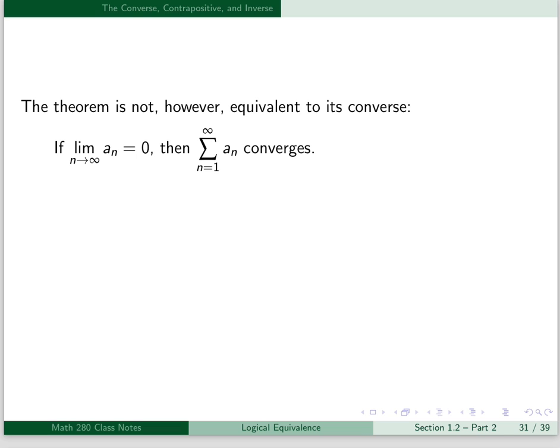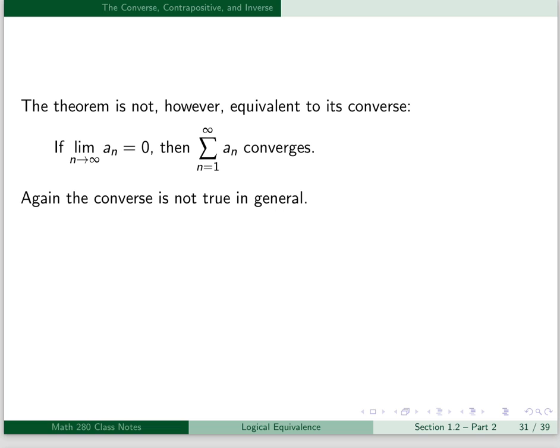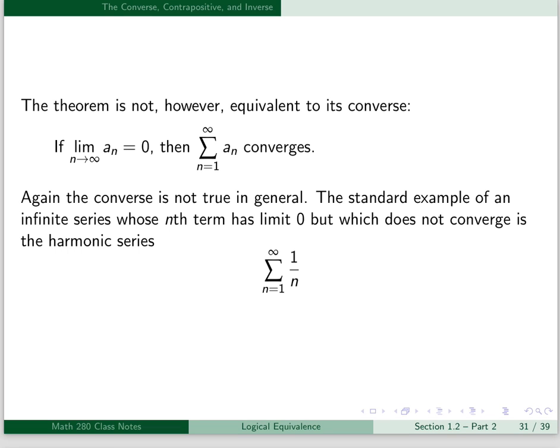The theorem is not, however, equivalent to its converse, which would read, if the limit of a sub n is equal to 0, then the infinite series a sub n converges. Again, the converse is not true in general. The standard example of an infinite series whose nth term has limit 0, but which does not converge, is the harmonic series, the sum from n equal 1 to infinity of 1 over n.